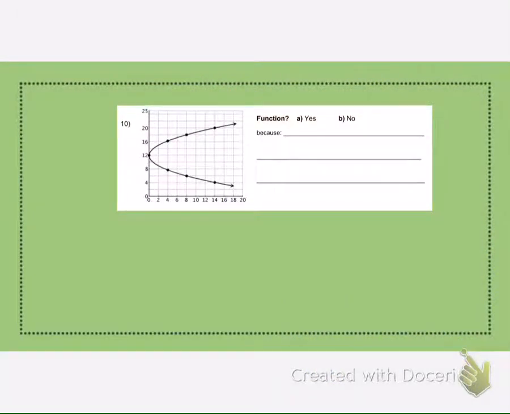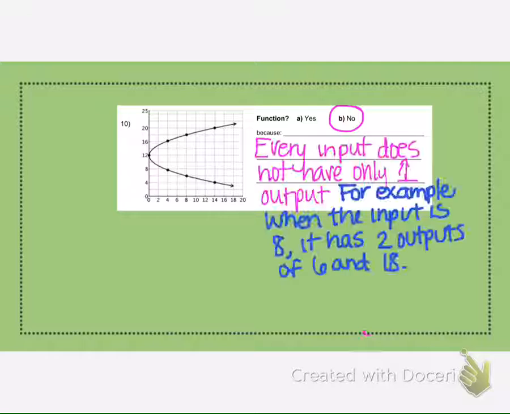Example 10, we are given a graph. We are asked if it's a function, so I would pause the video, try it yourself, and push play when you're ready. So hopefully you're thinking, no, it's not a function. So we could say no, every input does not have only one output. For example, when the input is 8, it has two outputs of 6 and 18.